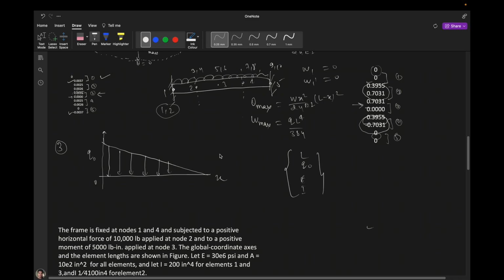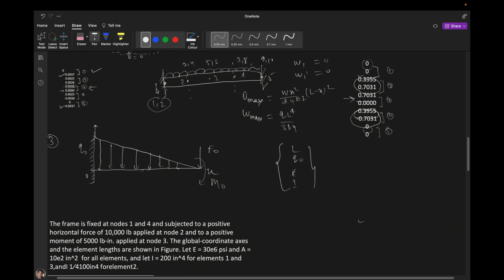But the only difference is that the fixed support should not be here, yeah, the fixed support should be here. The difference is that a force F naught and a moment are also acting here. And so, what are those values?